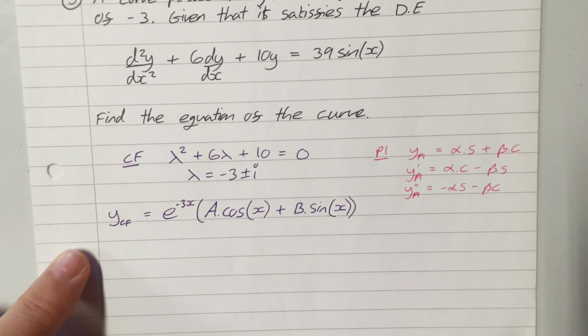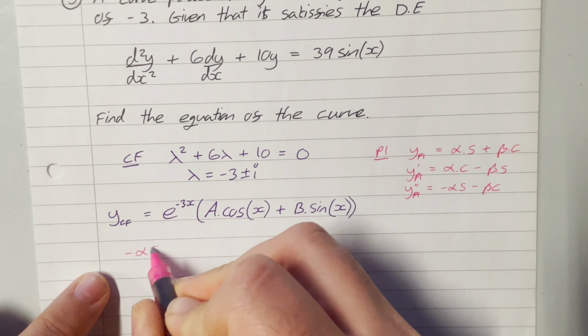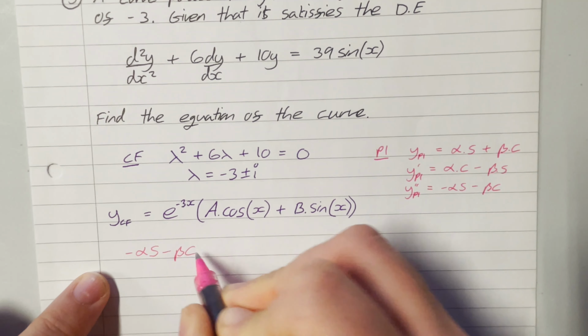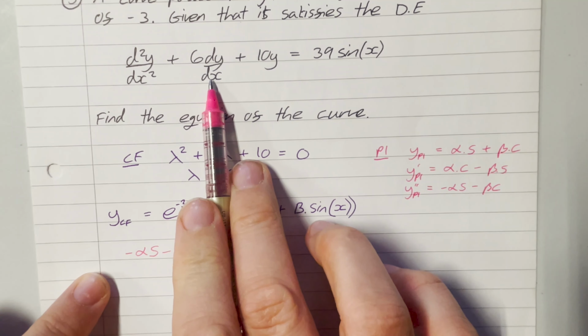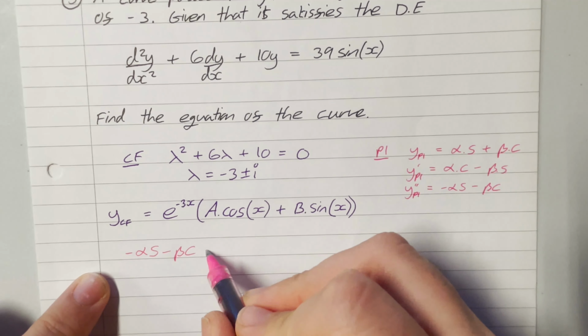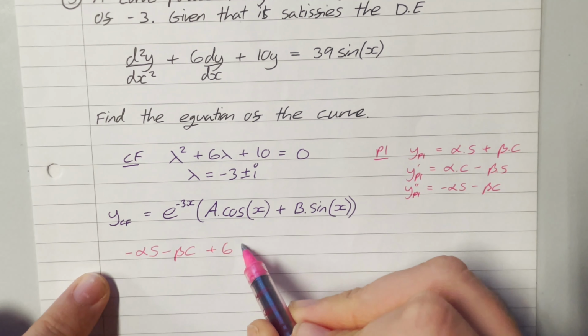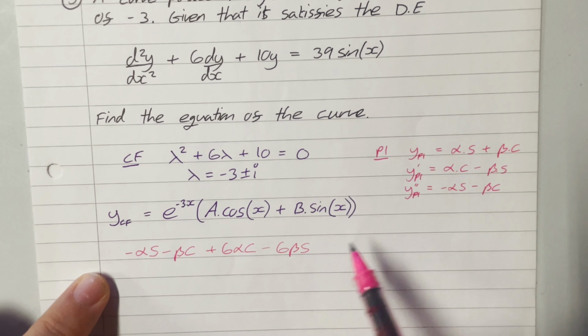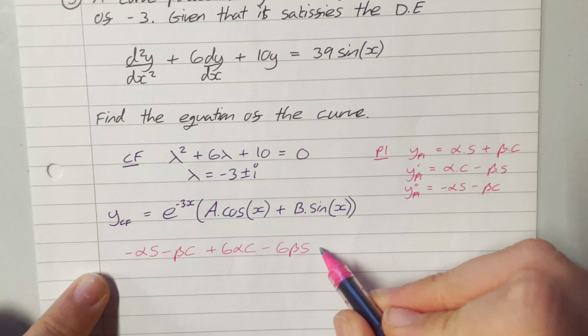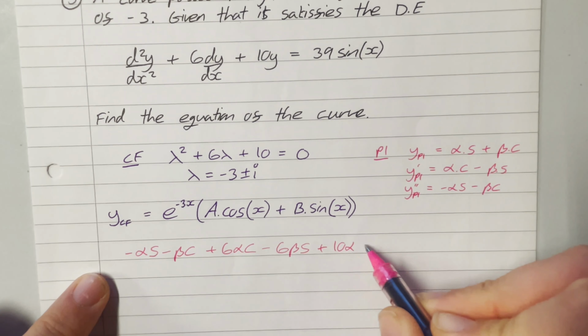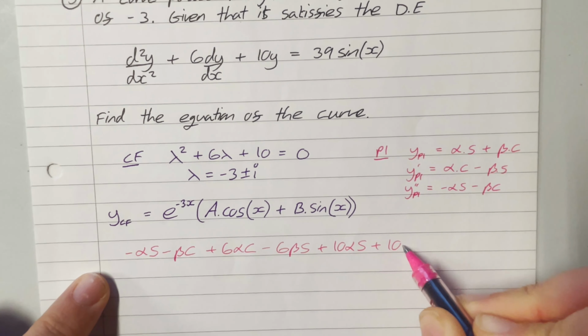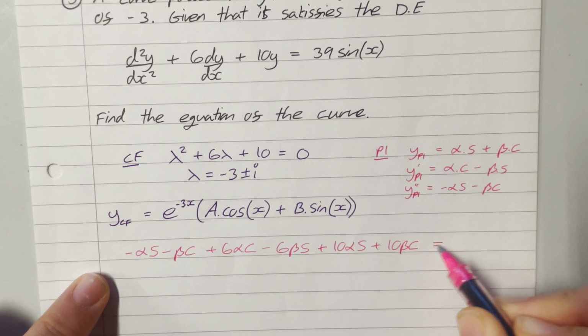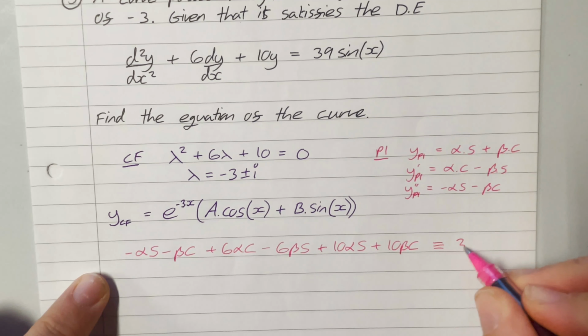Okay, so second derivative. So I'm going to get minus alpha sine minus beta cosine. Then I've got plus 6 times the first derivative, so it's going to be plus 6 alpha cosine minus 6 beta sine. And then plus 10 times my function: 10 alpha sine plus 10 beta cosine. And I want that to always be equal to 39 sine.